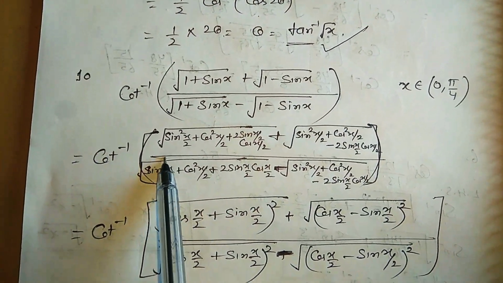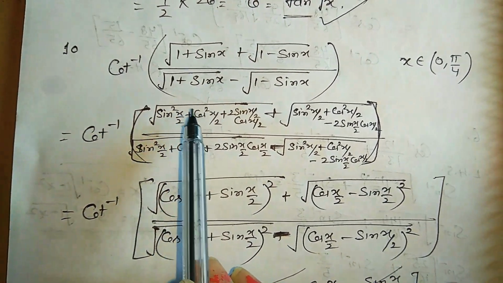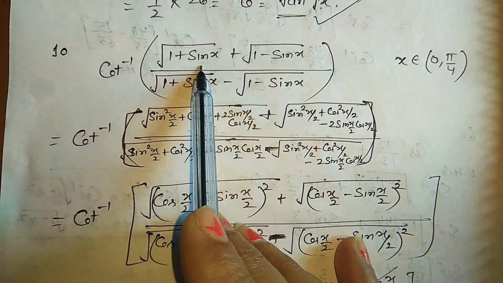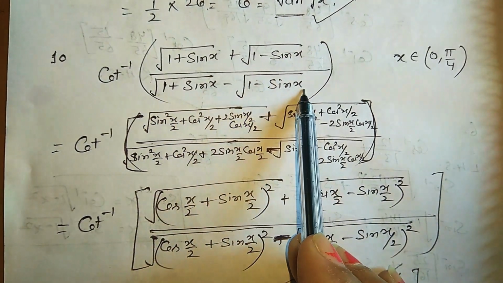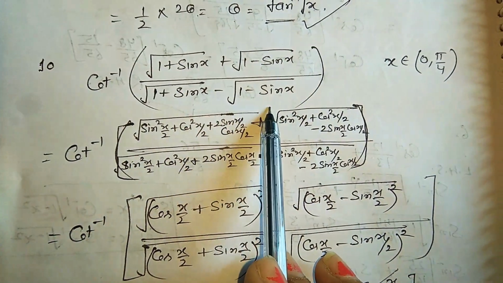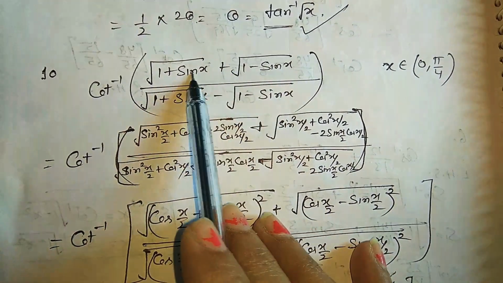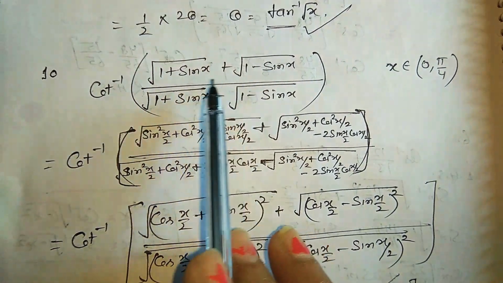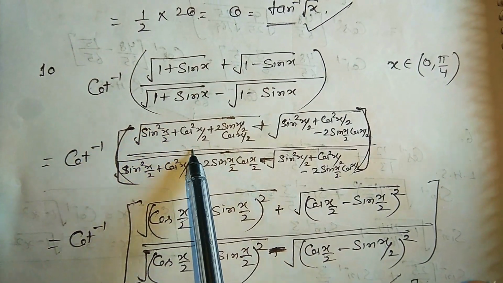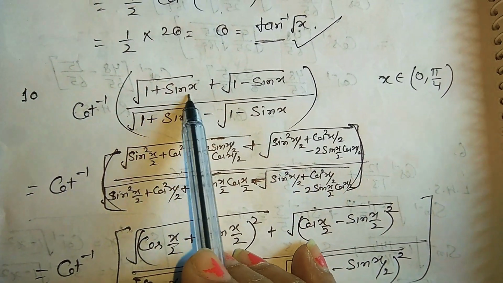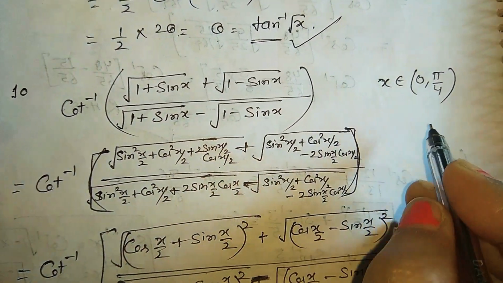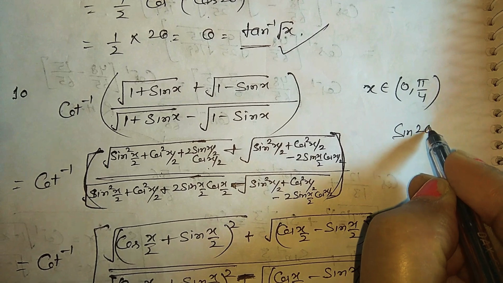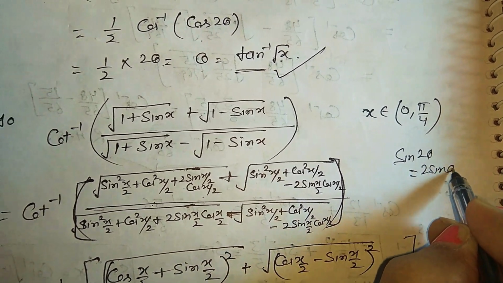Now come to question number 10. This is a very important question. Cot inverse of root(1 + sin x) + root(1 - sin x) over root(1 + sin x) - root(1 - sin x). You can rationalize it, or you can change it into the form of cos. You can do it by many methods, but I am using one method here. I am putting sin x as 2 sin x/2 cos x/2, because we know the formula sin 2 theta is 2 sin theta cos theta.